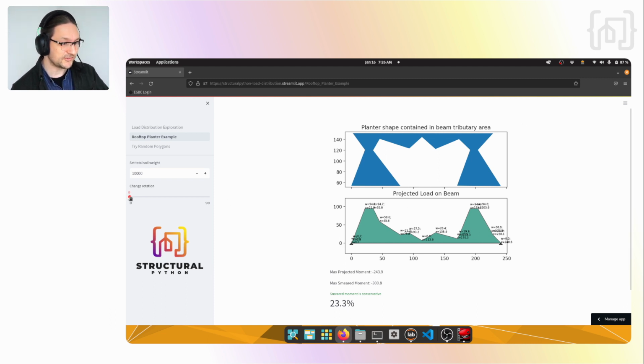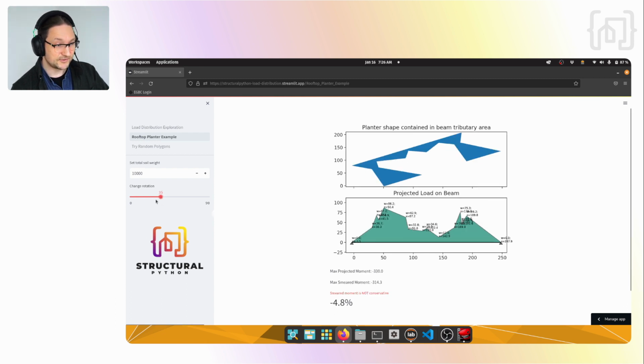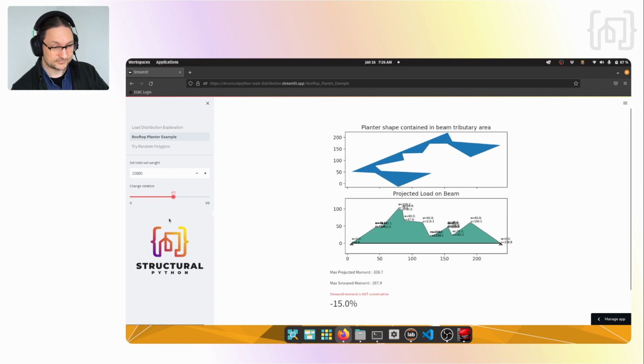However, notice here I've also got a rotation slider. Every time we change the rotation, the distributed load changes also. And as we rotate, we start to see that more of the load gets concentrated in the center of the beam, meaning that the smeared moment is not conservative. And in fact, if we were to put planters on any of our beams off of the original axis, we will end up needing to use this distributed load because the load will in fact be higher.